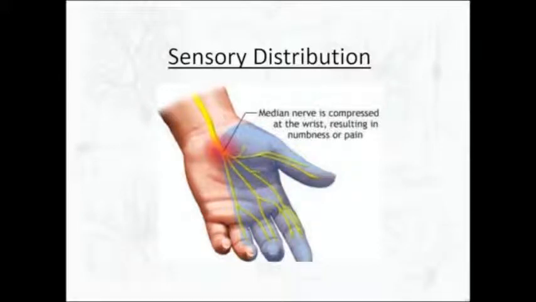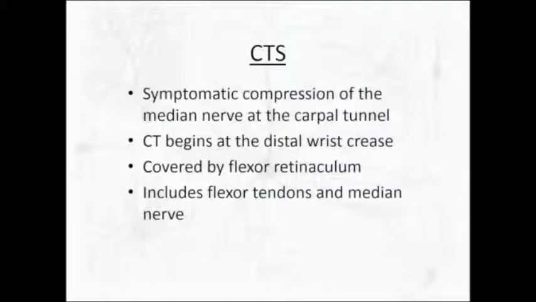So the median nerve has motor and sensory distribution. Sensory distribution goes to the thumb and the first two fingers here, and then half the ring finger, generally, the radial half. When the nerve is compressed here at the carpal tunnel, then you get carpal tunnel syndrome, you get sensory symptoms there. So carpal tunnel is symptomatic compression of the median nerve.